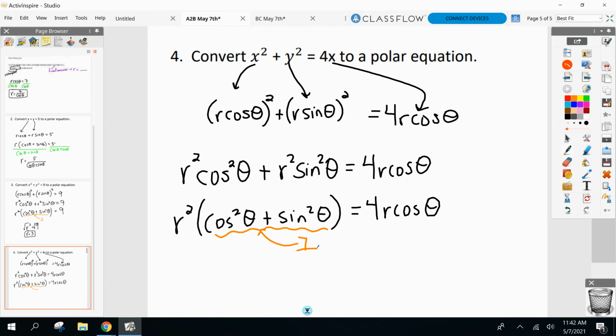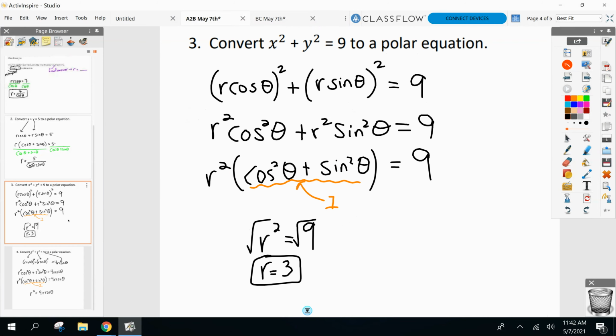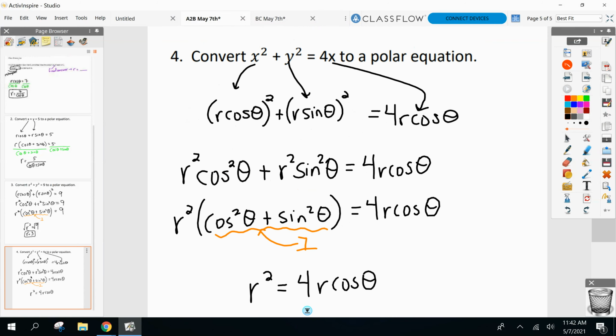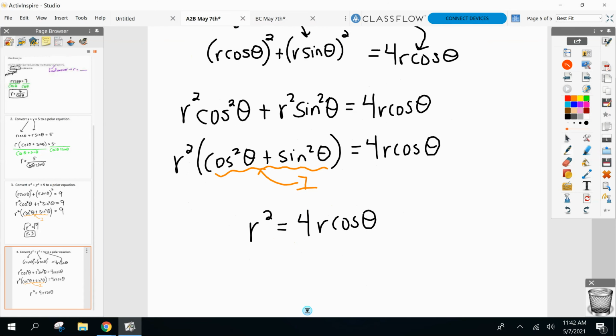We okay? Now we come to the challenge of what to do next. Left side, r squared. Right side, 4r cosine theta. Last problem, you took the square root because you could. But watch me do that right now. Watch me take the square root. Don't write it on your paper. All right, take the square root. I'll get r. I get that.